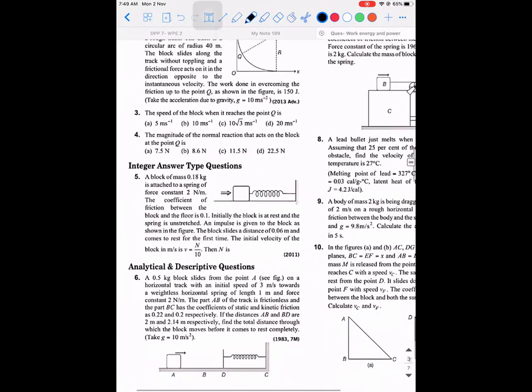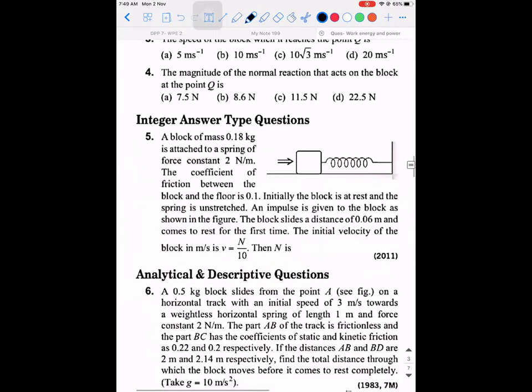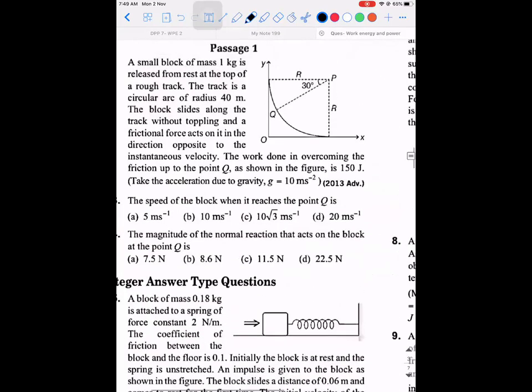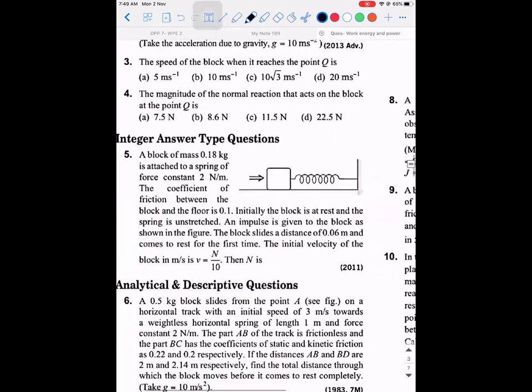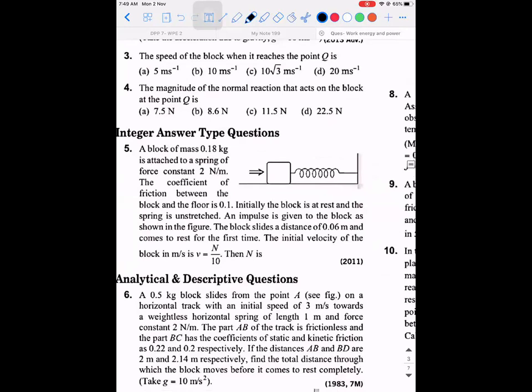Now we will do another problem. Let's do the integer type question, that is the fifth one. Let's try this.